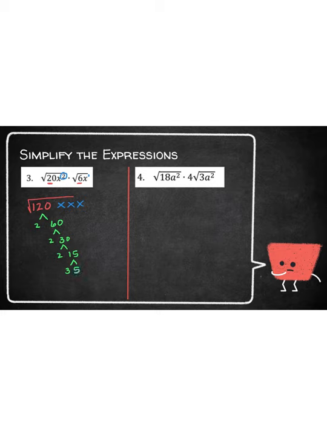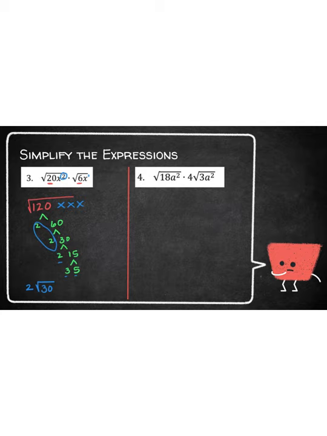And now I'm going to find my pairs. So I have a pair of 2's right here. And that's the only pair I have. So that pair of 2's is going to come out front. And then I have a 2, a 3, and a 5. Well, 3 times 5 is 15, and 15 times 2 is 30. So under my radical symbol, I'm going to have that 30.